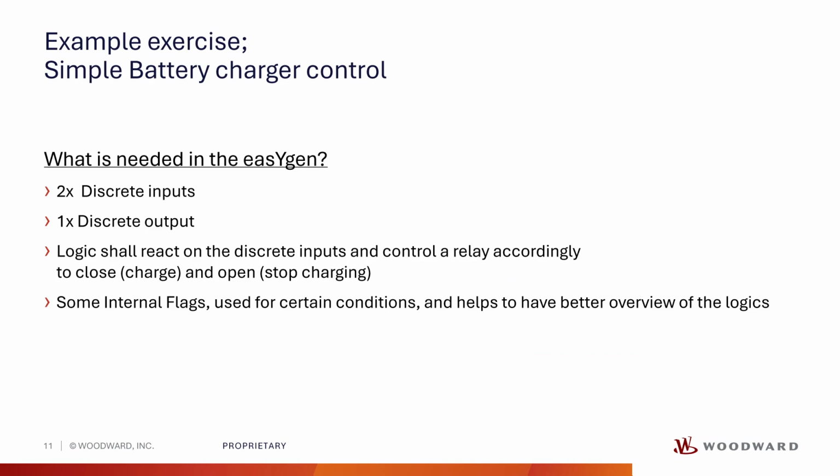What do we need in our EasyGen for that task? We need to configure 2 discrete inputs and 1 discrete output. Then it needs an appropriate logic that shall react on the incoming discrete signals, and the logic shall control the discrete output to control the charging. In order to keep better overview about the applied logical combinations, it is a good idea to use the internal flags to prepare some states which then shall be used in the logic of the relay output.